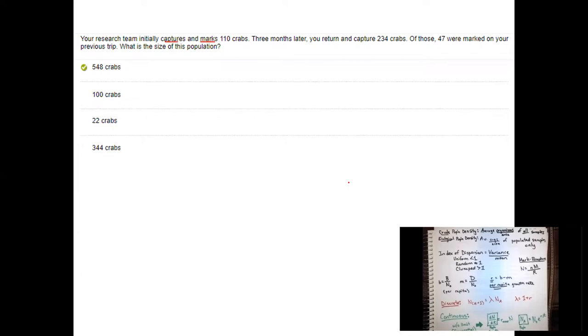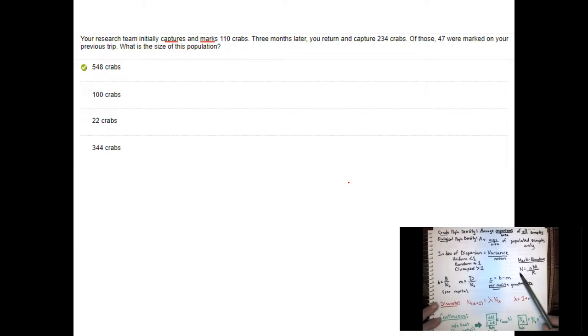First of all, your team initially captures and marks 110 crabs. So what you already know in the very first sentence of this problem is that we're working with a Mark-Recapture problem. So in this list of equations that I've given you, the Mark-Recapture formula is going to be the one that's appropriate to use for this particular problem.